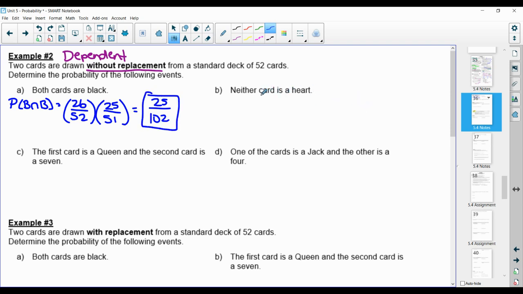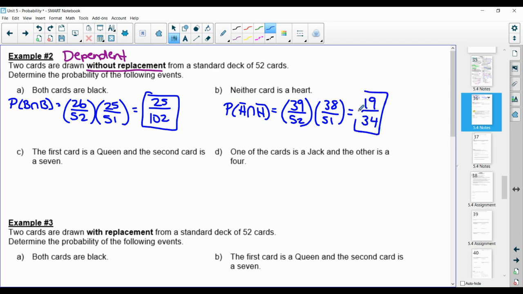Well, what about the probability that neither card is a heart? So that means no hearts and no hearts. Well, there are 13 hearts in the deck, so that means there's 39 cards that are not hearts out of 52 in the deck. Whatever non-heart we pull, we're not going to put it back. So that leaves us with 38 out of 51, which is 19 out of 34.